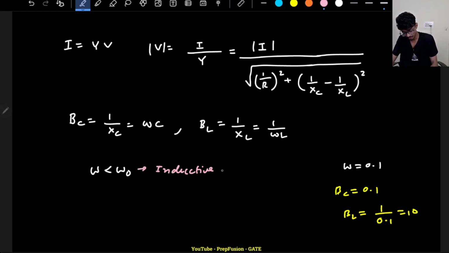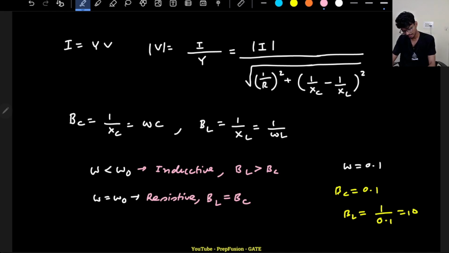Why? Because my susceptance is lower, BL, so not lower, higher. BL is greater than BC. At omega equals omega naught, of course, BL and BC are the same. It is resistive. At BL equals BC.